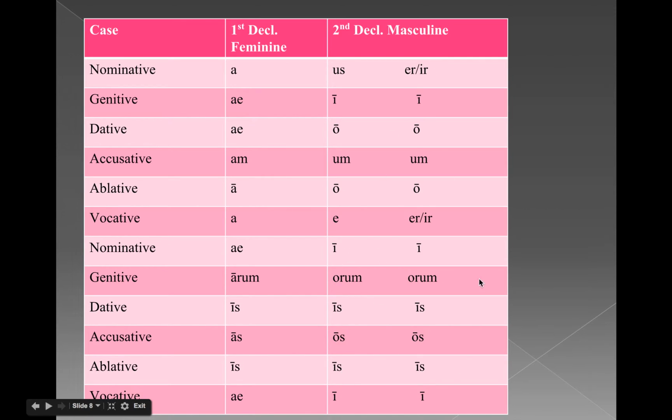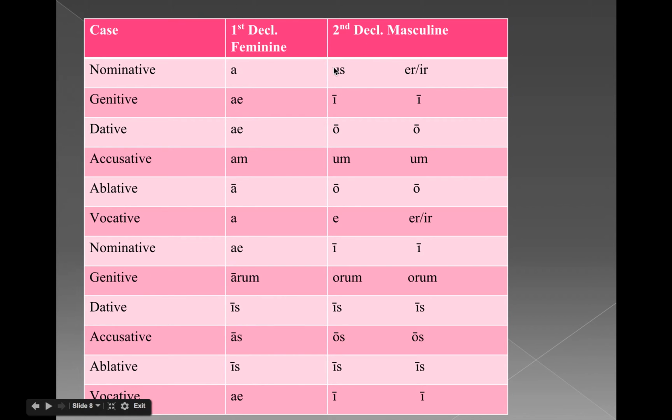Now this column right here, this is just the er-ir. It is the exact same as this us, o. So when you see it on the chart tomorrow, you'll just see an us instead of the er-ir, but they're all part of that second declension masculine.